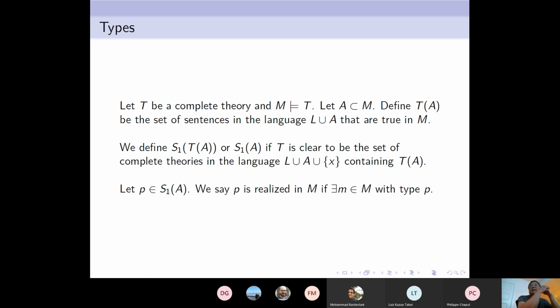Now, if P is in S1A, we say P is realized in M, because here there's only one undefined constant symbol X. So we say P is realized in M if we have m in capital M with type P. That means if we replace this X with the small m, all sentences in P will be satisfied in M. Then we say P is realized in the model M.